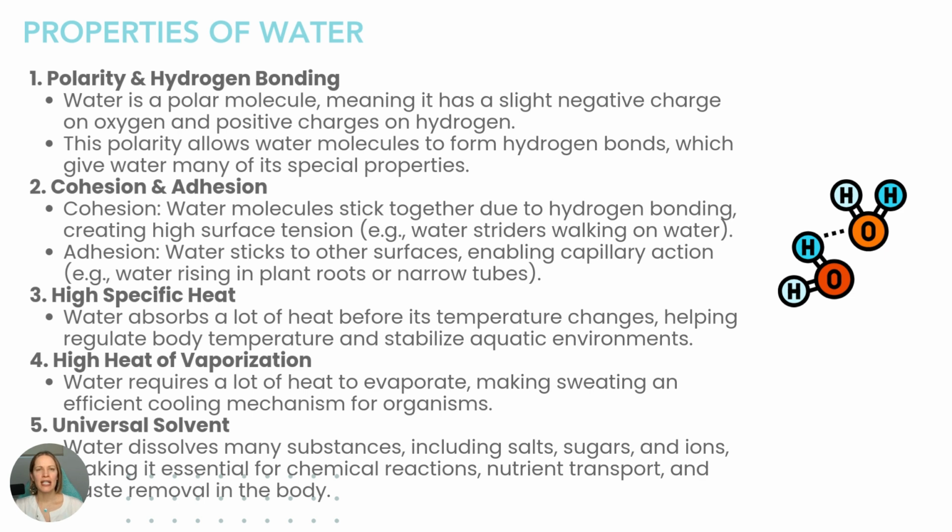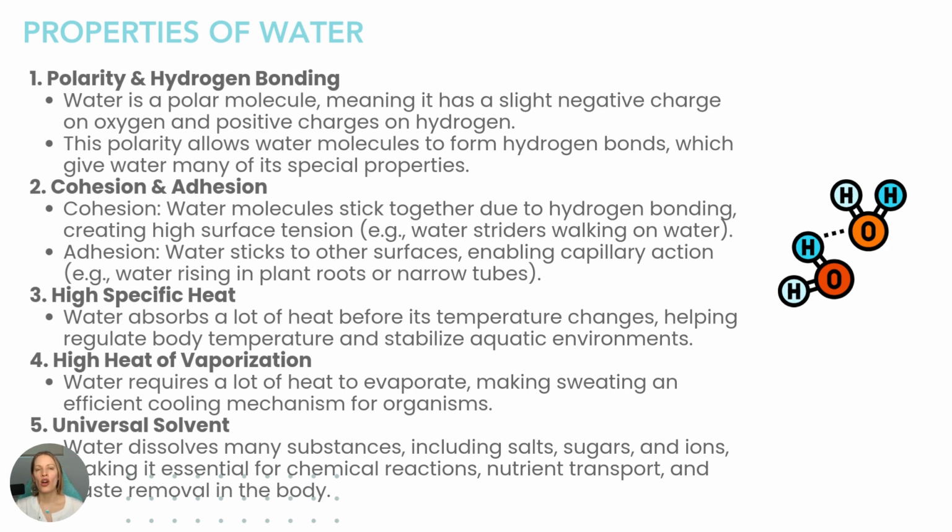So, first, we need to talk about properties of water. Okay, so water is a polar molecule, meaning it has a slight negative charge on oxygen and positive charges on hydrogen. So, think positive charge hydrogen, negative charge oxygen. Okay, so they're opposites. This polarity allows water molecules to form hydrogen bonds, which gives water many of its special properties. You can't have water without hydrogen, H2O. That's where we talk about the hydrogen and the oxygen.